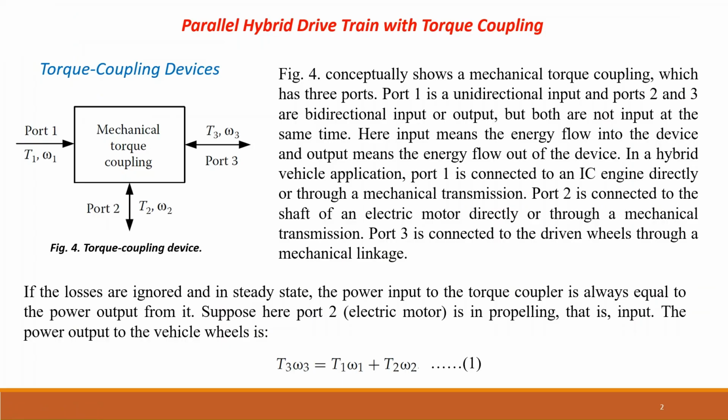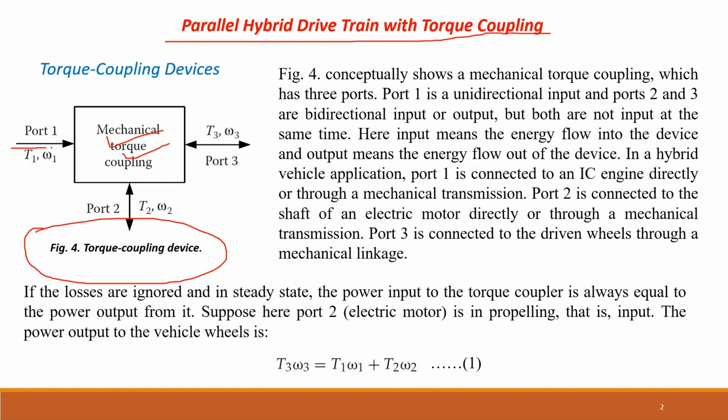As we can see from this figure, I will illustrate each and everything. This is a parallel hybrid drivetrain, and here we are using the word torque coupling, which means the mechanical coupler is somehow enhancing the torque. This is basically the schematic of a torque coupling device. It is a mechanical torque coupling device, and there are three ports: port 1, port 2, and port 3. As we can see, port 1 is unidirectional and both port 2 and port 3 are bidirectional.